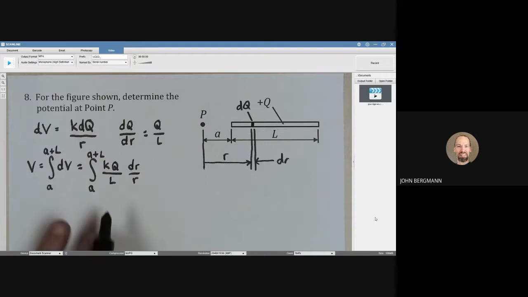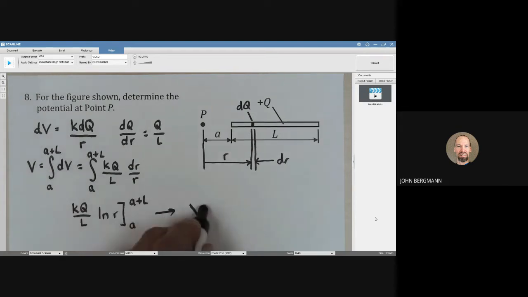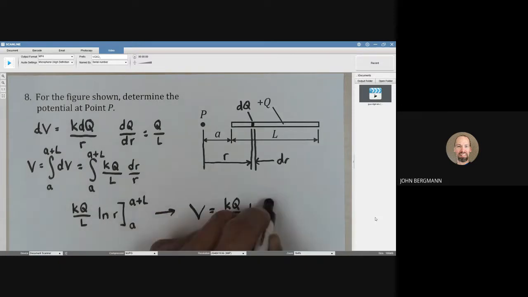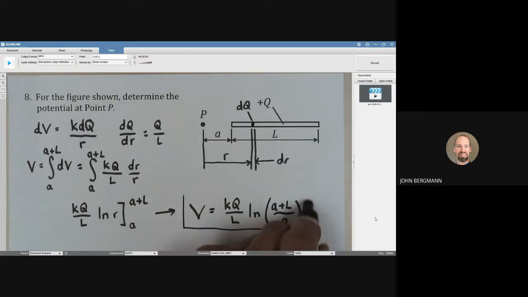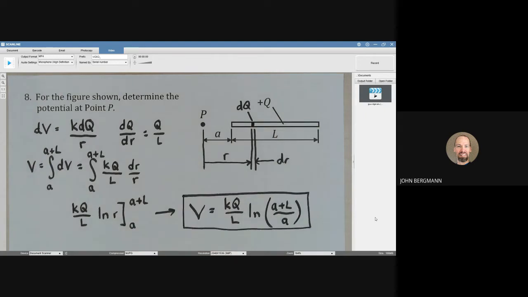K, Q, and L are constants, so we can put them out front, and we end up integrating dr over R. Well, that's just the natural log of R. If we continue the calculus here, we're going to get K big Q divided by L times the natural log of R with the limits A to A plus L. I think we've reached the end of the road here. KQ divided by L times the natural log of the quantity A plus L over A. That's the magnitude of that potential right there, and that will be a positive number.